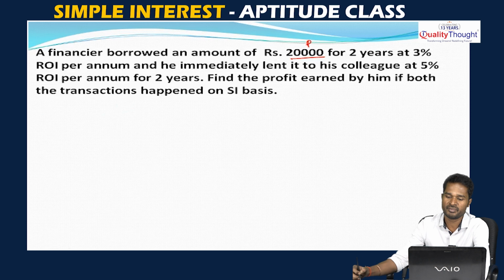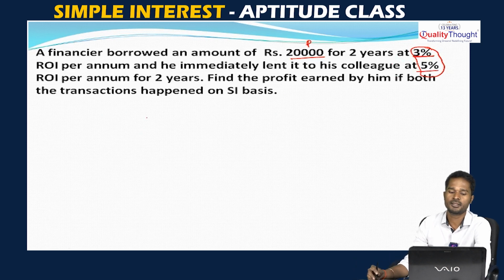See the difference between rate of interest we have. See, a person has taken this 20,000 rupees for 2 years at 3 percentage rate of interest. Immediately he has lent it to the other person at 5 percentage rate of interest. So, what is the profit he is going to get in this? First we will see a traditional method in this.